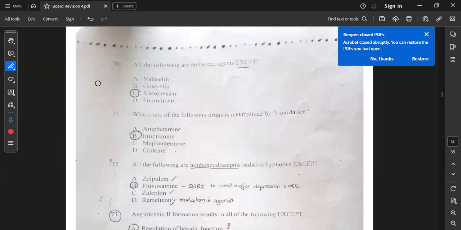All of the following are antisense agents except. So which one is not an antisense agent? What is the meaning of antisense? My assumption is perhaps something that works on the level of DNA. I don't know.